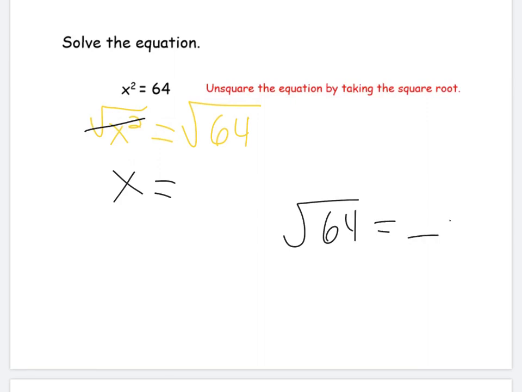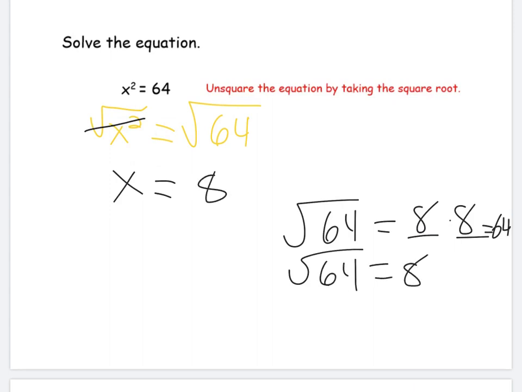That's asking what number times itself is going to give me 64. So I know that 8 times 8 is 64, so the square root of 64 is 8. Now these are special types of equations because 8 is not the only number that I can multiply by itself to give me 64. Because I know that 8 times 8 is 64, but there is also another set of numbers that I can multiply by each other that would give me 64 as well.